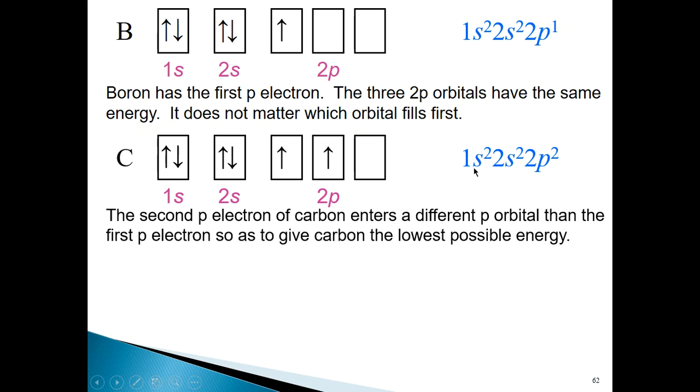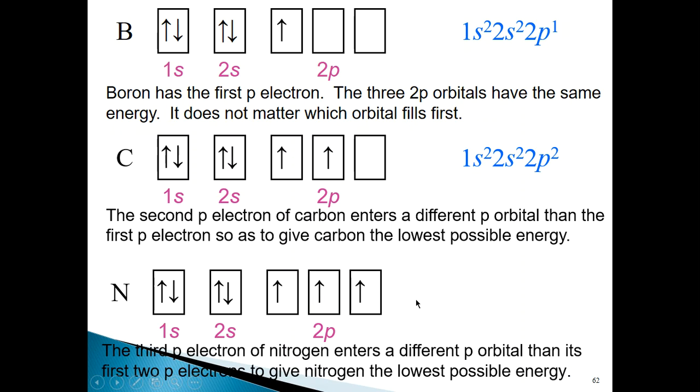So the next electron will go into the remaining vacant p orbital, and therefore the electron configuration will be 1s2, 2s2, 2p3. All right? And then from there, the next element is going to be oxygen. So this is what nitrogen looks like. This is the electron configuration of nitrogen.